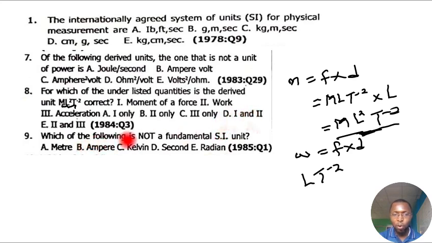Question 9 says, which of the following is not a fundamental quantity? Okay, A, which is meter, is fundamental. B is ampere, fundamental. C is Kelvin, is fundamental. D is second, fundamental, because meter is for length, ampere is for current, Kelvin is for temperature, second is for time. The last one there, which is radian, is not fundamental. So E is not a fundamental unit.